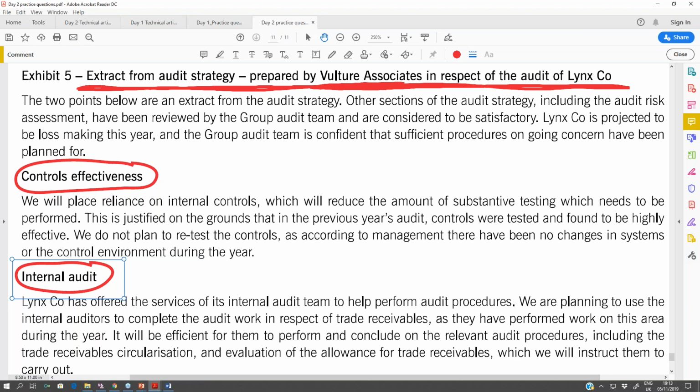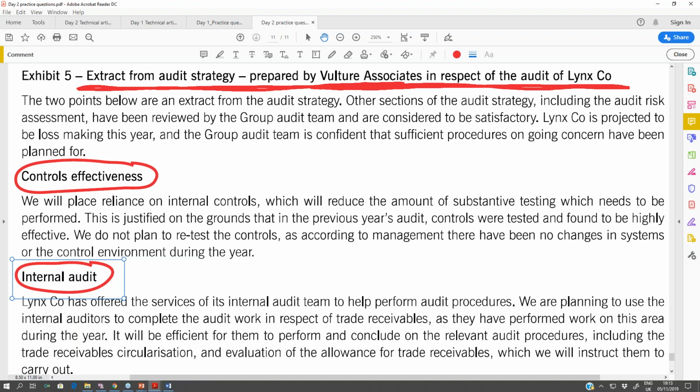So yes, let's see the areas which have been given to us, and let's see what the issues are with control effectiveness and internal audit. I'm reading control effectiveness. We will place reliance on internal control, which will reduce the amount of substantive testing which needs to be performed. So they want to place reliance on controls to reduce the substantive testing. This is justified on the grounds that in the previous year's audit, controls were tested and found to be highly effective. So they think we can place reliance on controls and reduce the substantive testing because in last year's audit, we found controls to be very effective.